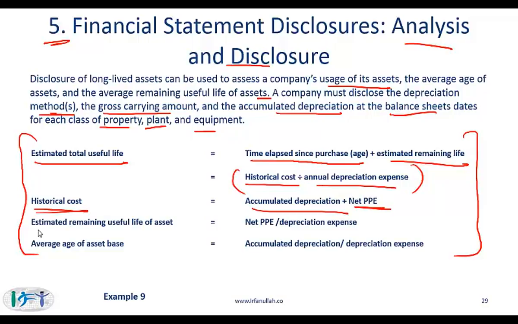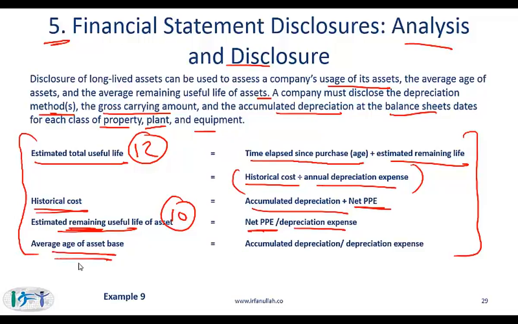What about the estimated remaining useful life of the assets? Why is this important? You might figure out that the total life is 12 years and you want to see how long these assets have been used for. If you figure out that this number is 10, then that tells you that pretty soon there'll be some major capital expenditures. So you come up with this number by taking the net PPE and divide by the depreciation expense. And the average age is the accumulated depreciation divided by depreciation expense. So straightforward relationships, make sure you know them well.